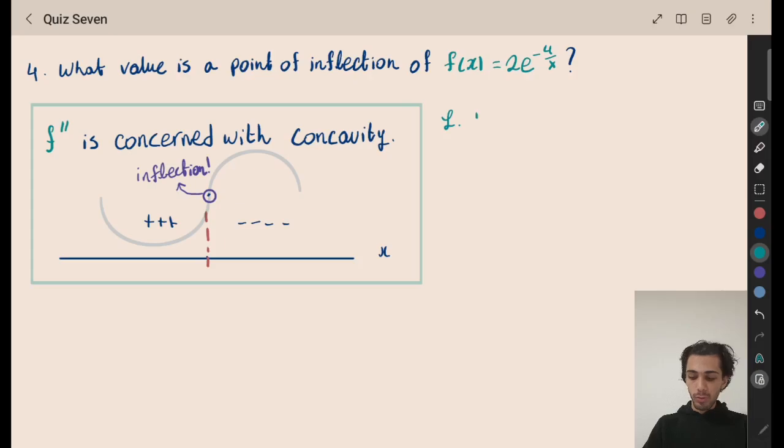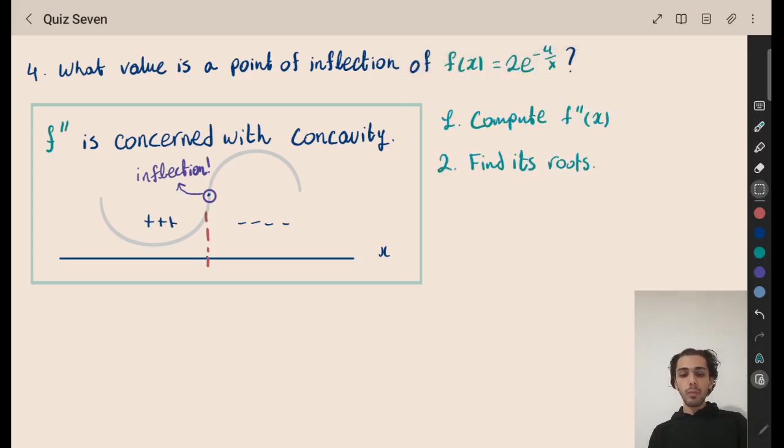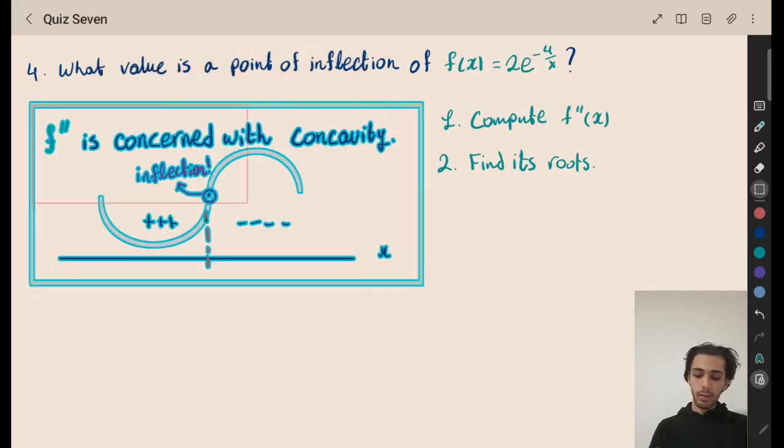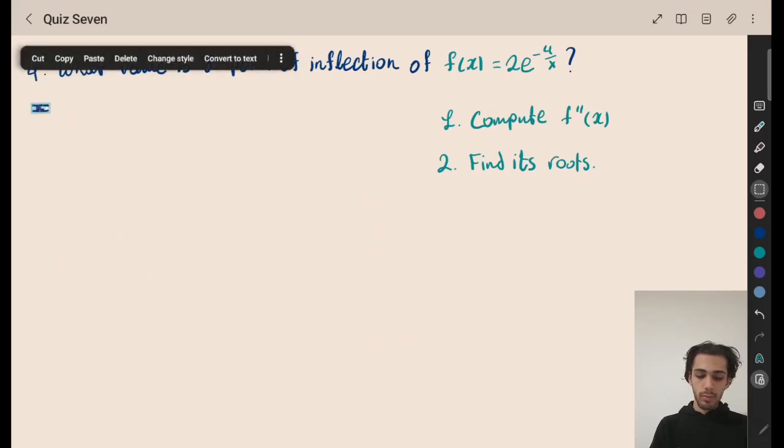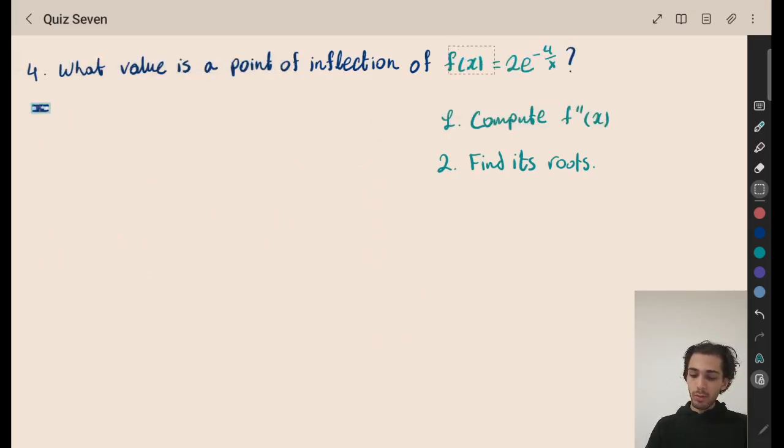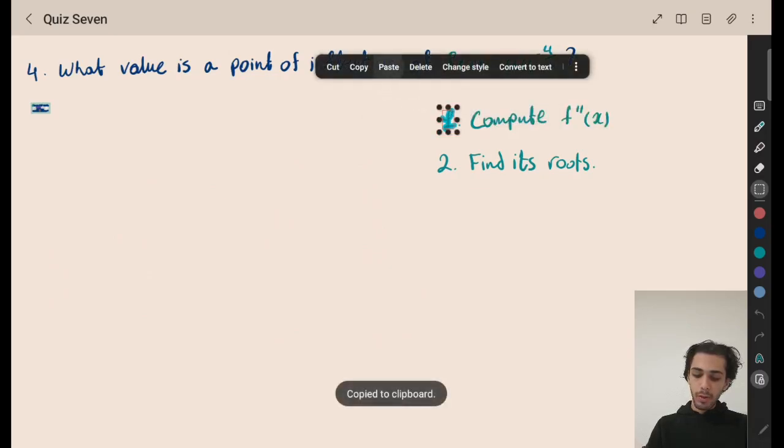So the first thing you need to do is to compute f double prime of x, and then find its roots. So that is your recipe to find the point of inflection. So perhaps you can try to pause the video and do that. And here we'll just proceed with the standard setup.